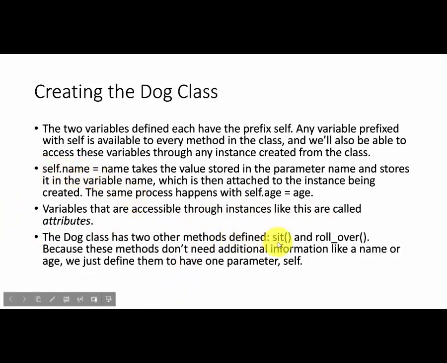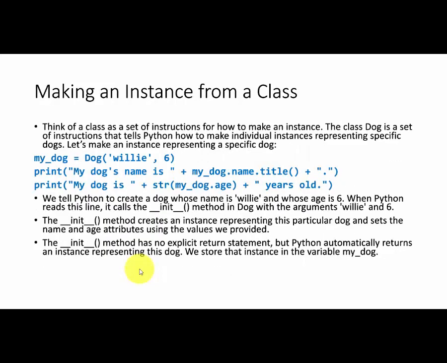You have two methods, sit and roll over. You don't need any extra information like name or age, since we just defined them in the init method, so you can make use of them now. So how do you call or invoke the methods present inside the class?